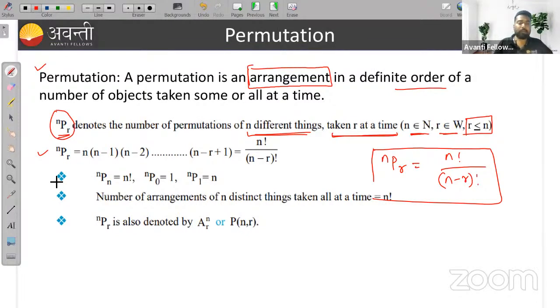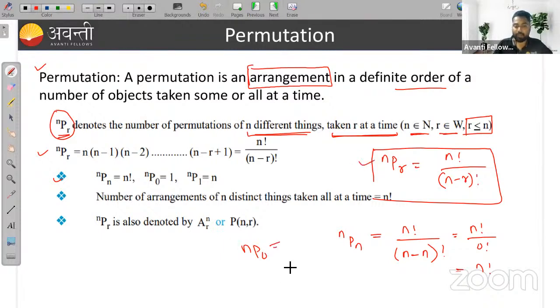Some properties are also there. When you have nPn, that means this is n factorial. How does it come? If you use the permutation formula, that is n factorial upon n minus r factorial, in place of r we have n. So n minus n factorial, that is n factorial upon 0 factorial, that is n factorial upon 1, since 0 factorial is 1. So n factorial. And nP0, you can use the formula of nPr, or you can find nP0 is 1 and nP1 is n.